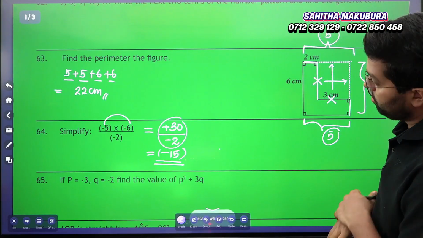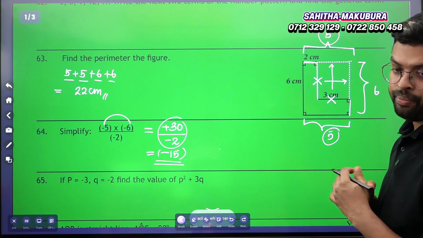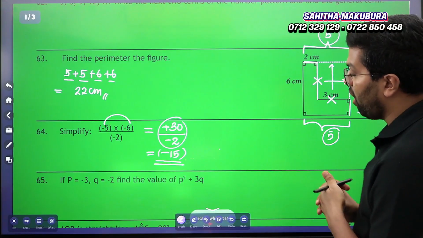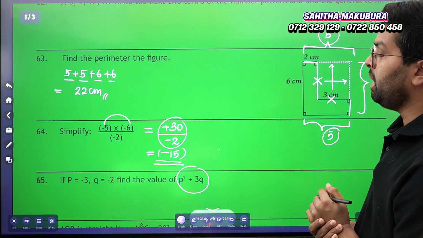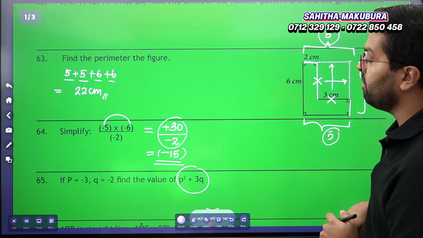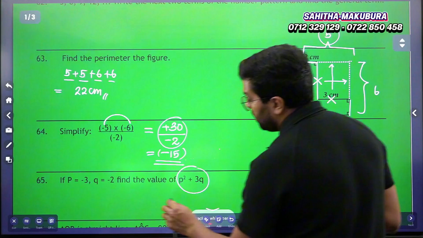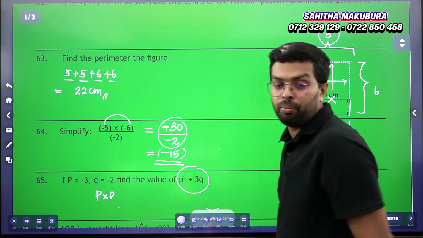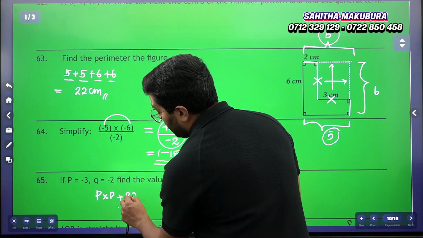Question number 65. P equals minus 3, Q equals minus 2. Find the value of P squared plus 3Q. Now this P squared, we can write it as P times P. So P times P gives you P to the power 2, P squared. And then we have plus 3Q, right?